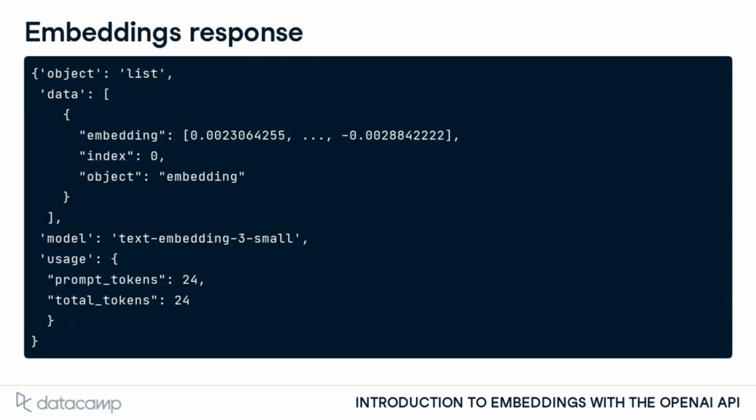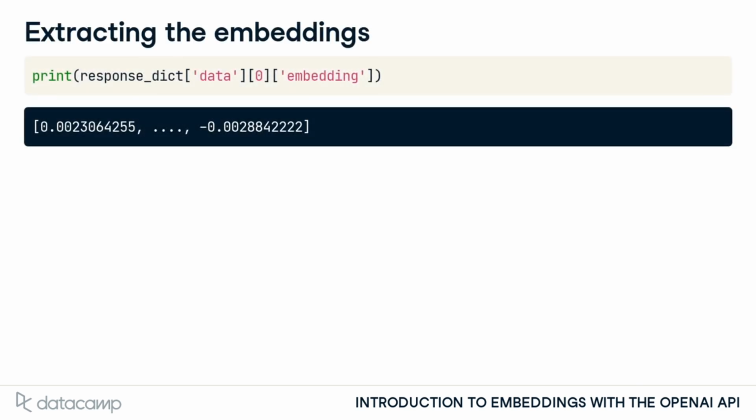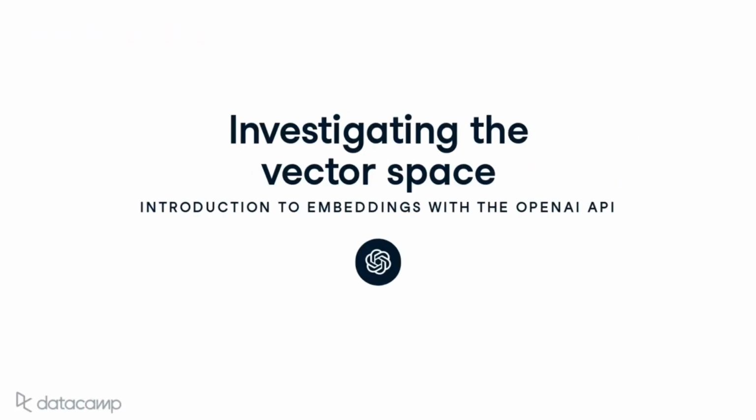The response from the API is extremely long, as the embedding model outputs 1,536 numbers to represent the input string. Because we converted the response into a dictionary, we can dig into it using list and dictionary subsetting. Here we can print the full list of 1,536 numbers representing our text.